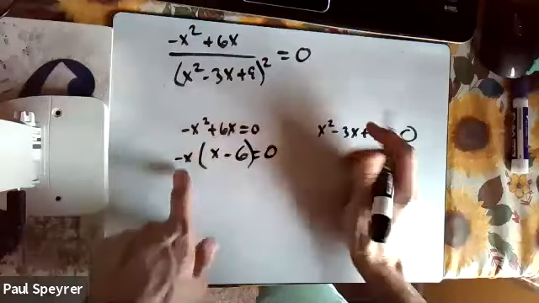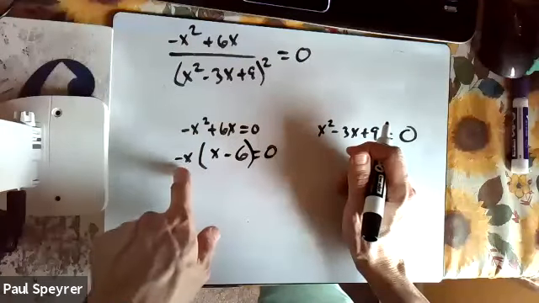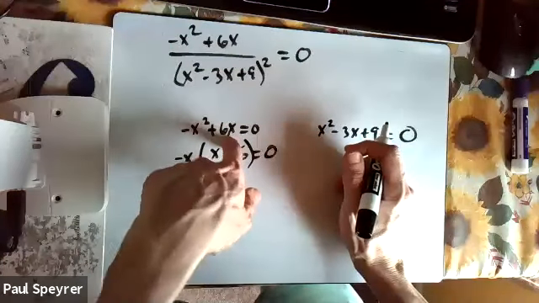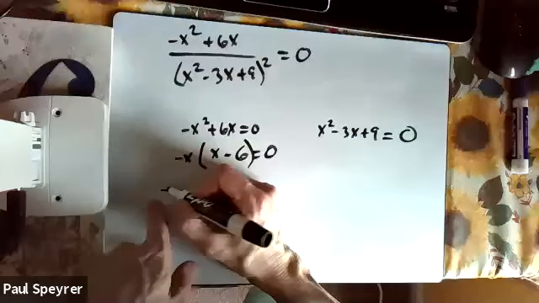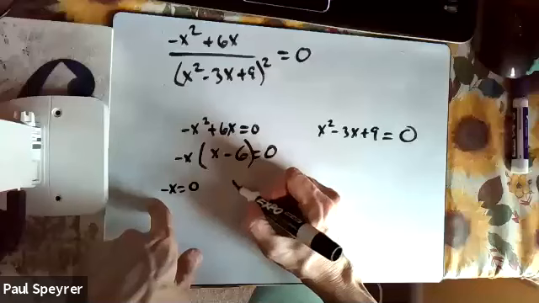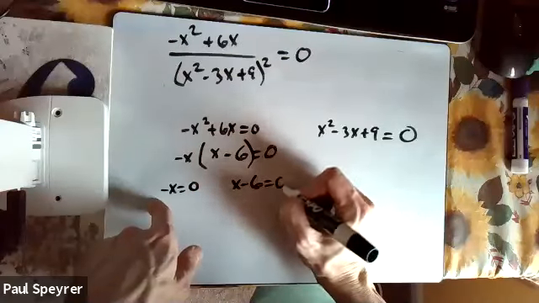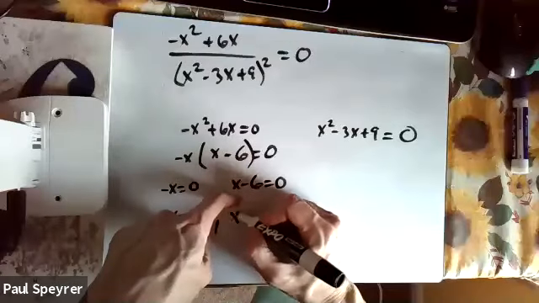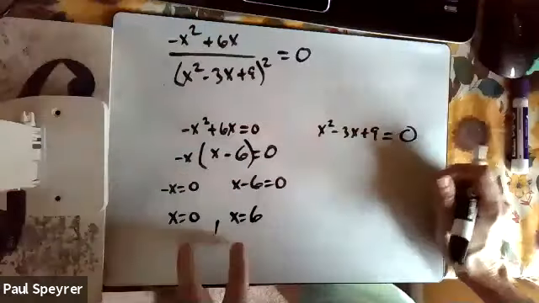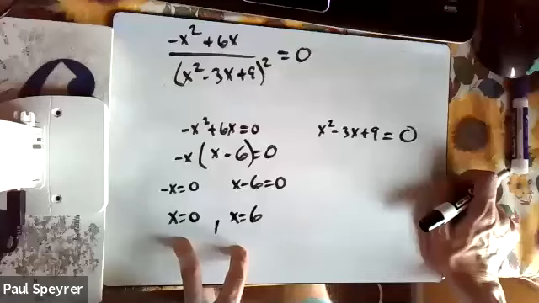Remember, we can check that, right? Negative x times x is negative x squared. Negative x times negative 6 is positive 6x. Watch the signs. So now we could say negative x equals 0 and x minus 6 equals 0. This says x is equal to 0, and right here, x equals positive 6. So these are two critical values right here.